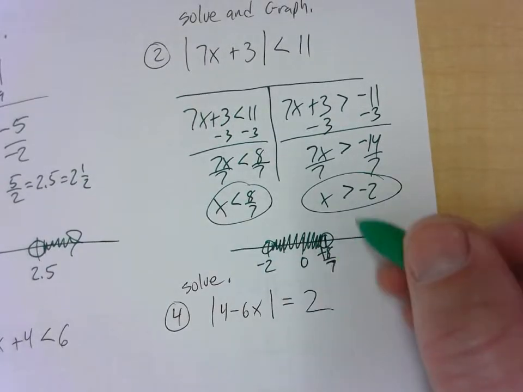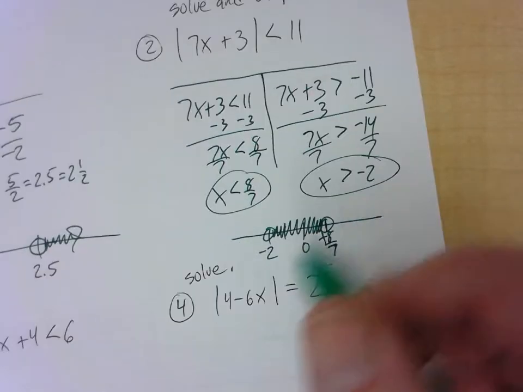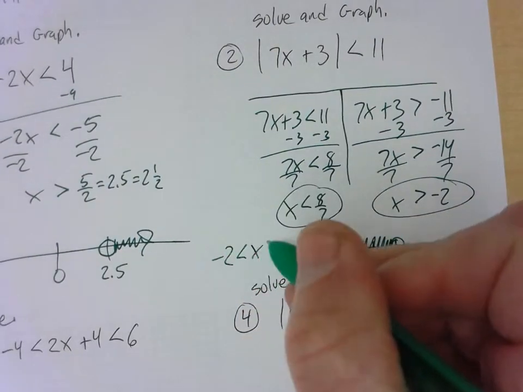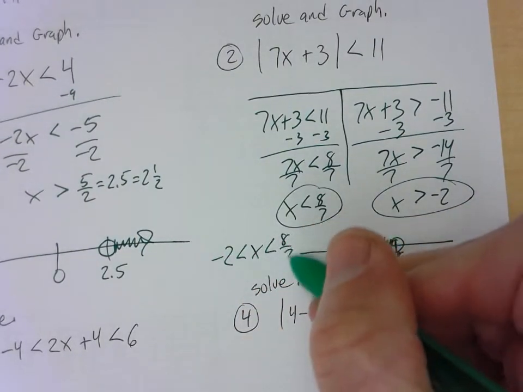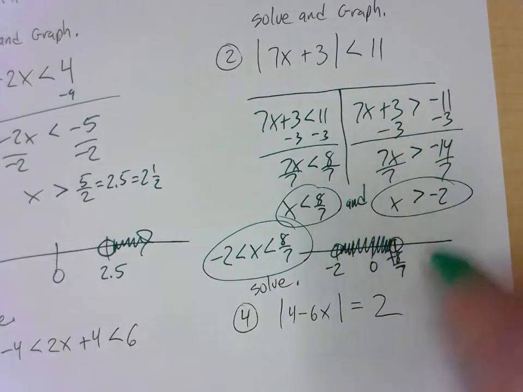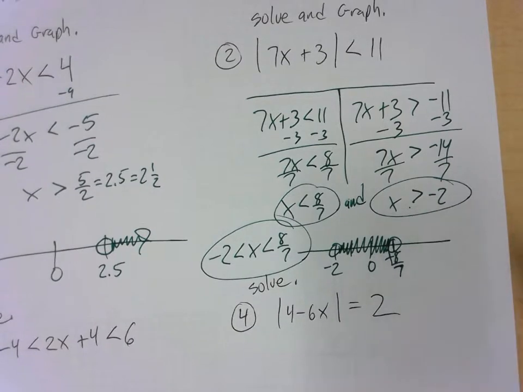So this is an and situation when you're trapped between two numbers like this. You can write it this way: negative 2 is less than x, which is less than 8/7. That's actually the proper way to write this, or you could write the word and in between. So this is an and situation instead of an or. Or would be on the outsides, like the oars of a boat.